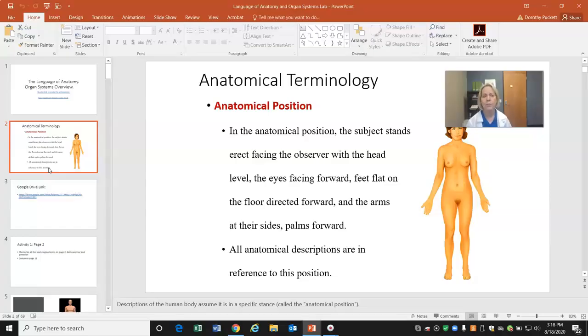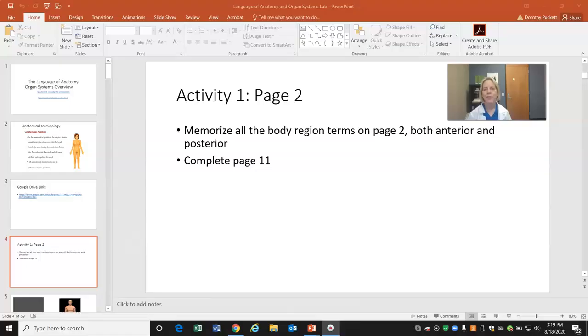All of our descriptions in anatomy are going to be based on this model, even though patients usually are sitting or lying down. The first thing you're going to do is look at the body regions on page 2. And you'll notice in your lab manual, I've got mine here, you're going to see both an anterior, meaning front view, and posterior, meaning back view of the body.